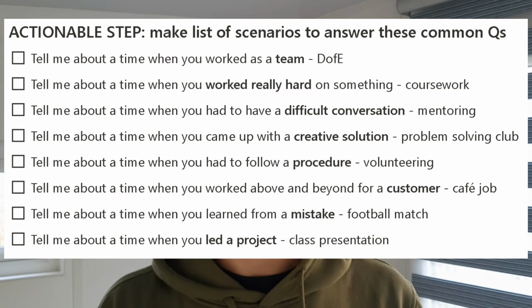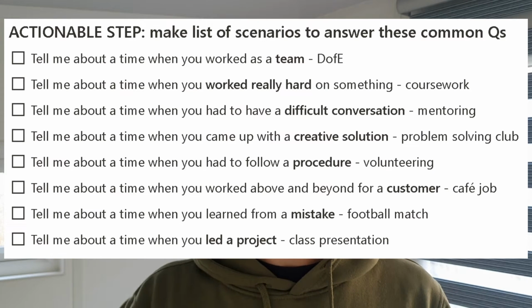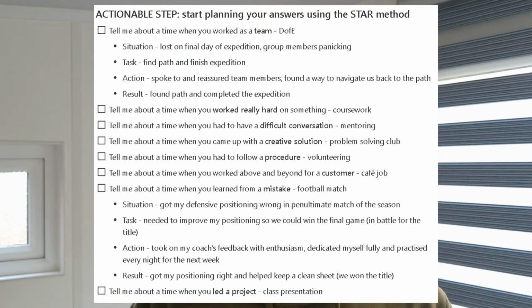It can be anything like that. When have you had to have a difficult conversation? Again, think of a time when you've done that. Have this brainstorming session, and first of all, make sure you've got an example for every single one of these questions. And then this is where you practice the STAR method. You go through these and break each one down into situation, task, action, result. You write those four down for each single one.